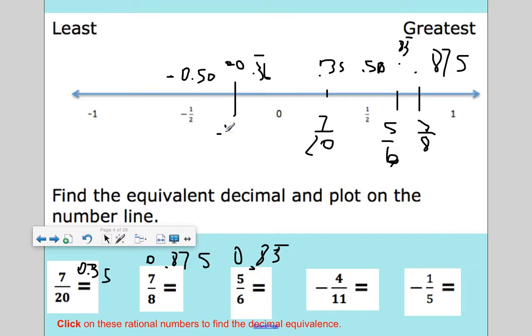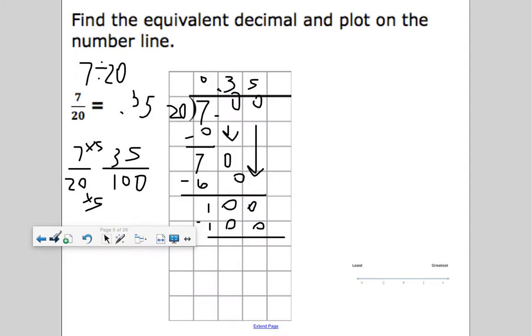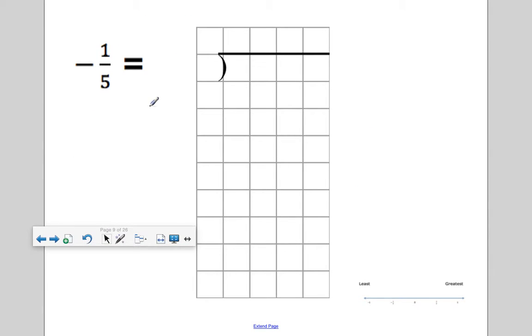And what was that? Negative 4/11. So that goes right here. Negative 36 repeating. And last but not least, we have the negative fraction, negative 1/5.